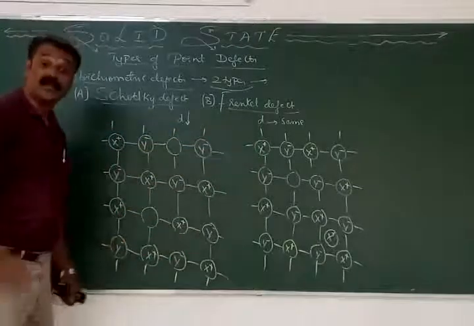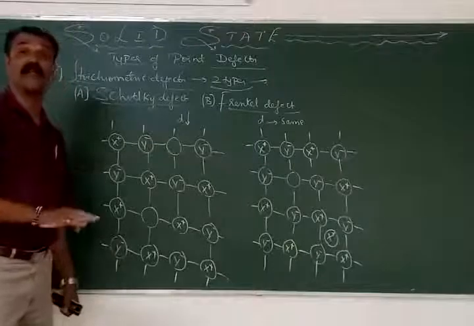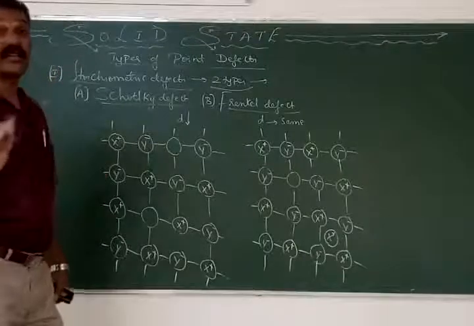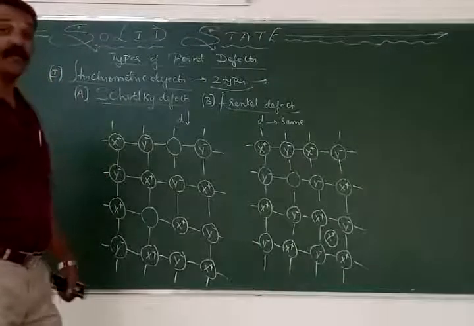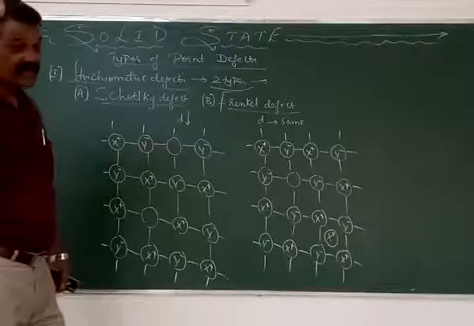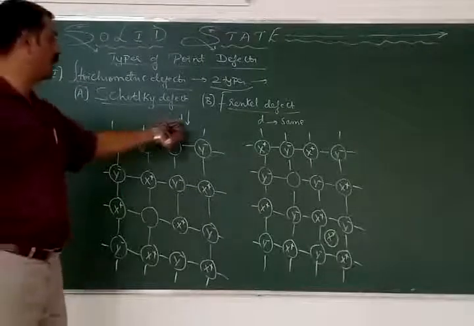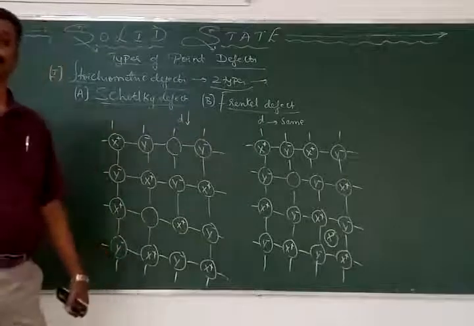But here, instead of 8 cations and 8 anions, we now have 7 cations and 7 anions occupying the same volume. Therefore, the mass decreases, the volume remains the same, and therefore the density gets decreased.